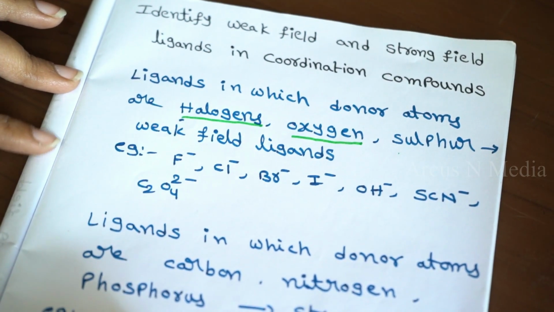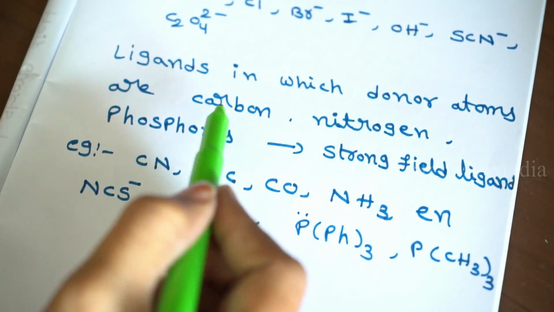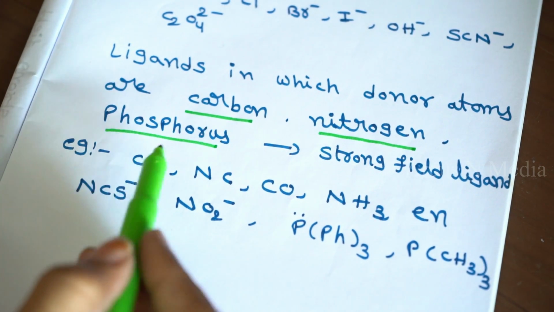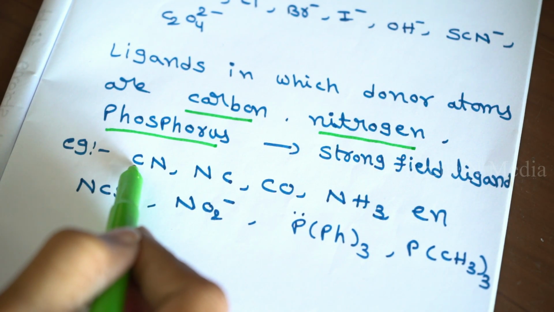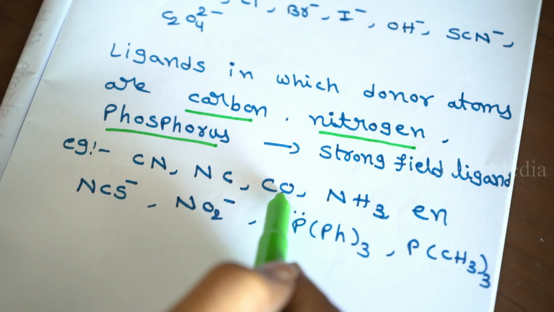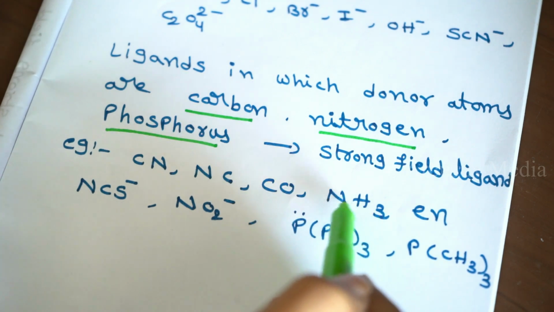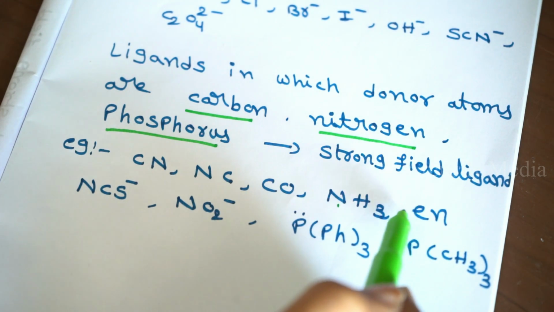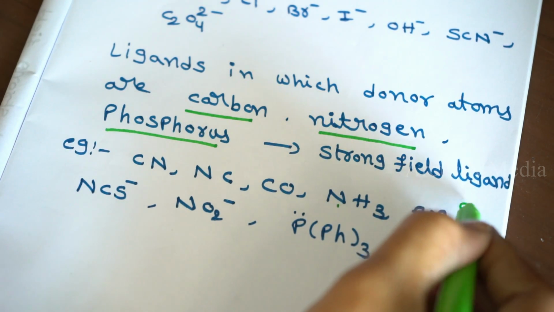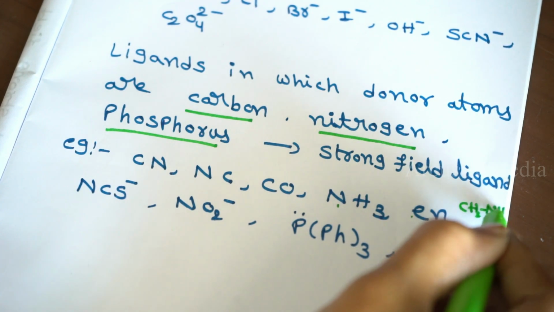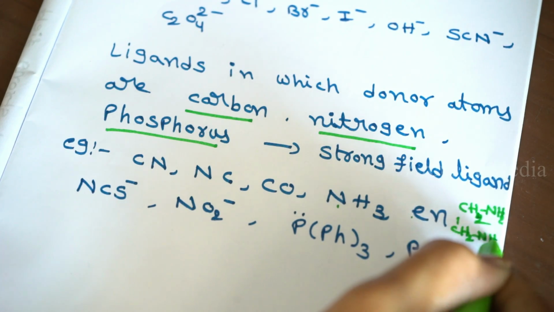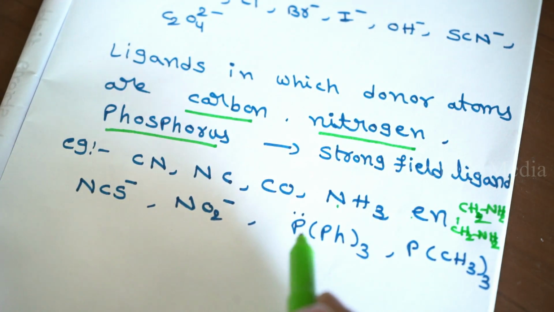But which are the strong field ligands? Ligands in which donor atoms are carbon, nitrogen, phosphorus. So in cyanide, carbon acts as the donor atom. In isocyanide, nitrogen is the donor atom. In the carbonyl group, carbon is the donor atom. In ammonia, nitrogen is the donor atom. Ethylenediamine means two NH2 groups are present, CH2 NH2, CH2 NH2. So two nitrogens are present, which act as the donor atoms.